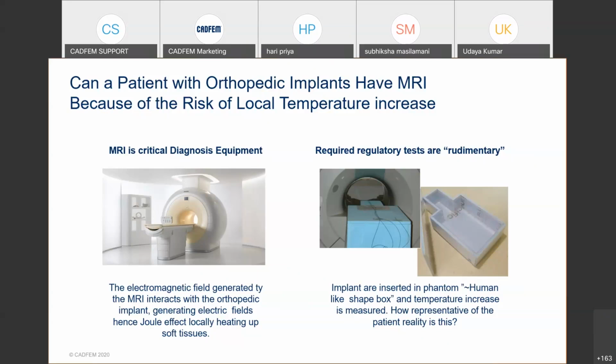Actually, we have a seminar in the coming days to understand how the electromagnetic waves interact with these pacemakers or other parts. That will be discussed in the coming days, so you can attend that seminar to understand in a much better way.